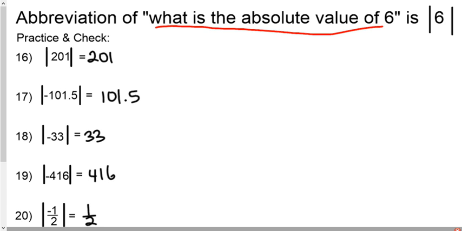But keep in mind that if they're asking you the absolute value of a positive number, you don't stick a negative sign on there. It's just how far from 0 is 201? It's 201 spaces. So your answer will always, always, always be positive when you're asked for the absolute value of a number.